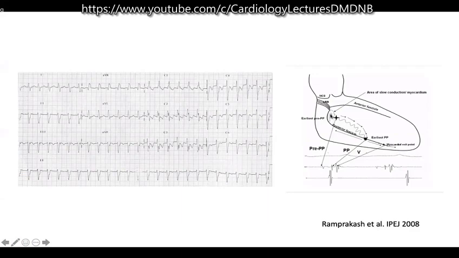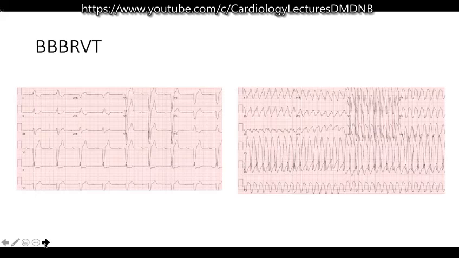So here what happens is there are two tissues. One is the native conduction tissue, and there is an adjacent tissue, an extra tissue, which also has a conducting property. So the impulse goes up and comes down, creating what is called fascicular VT. So not only in this way can the conduction system be involved; there are other ways in which the conduction system alone can produce reentry without proper involvement of the myocardium.